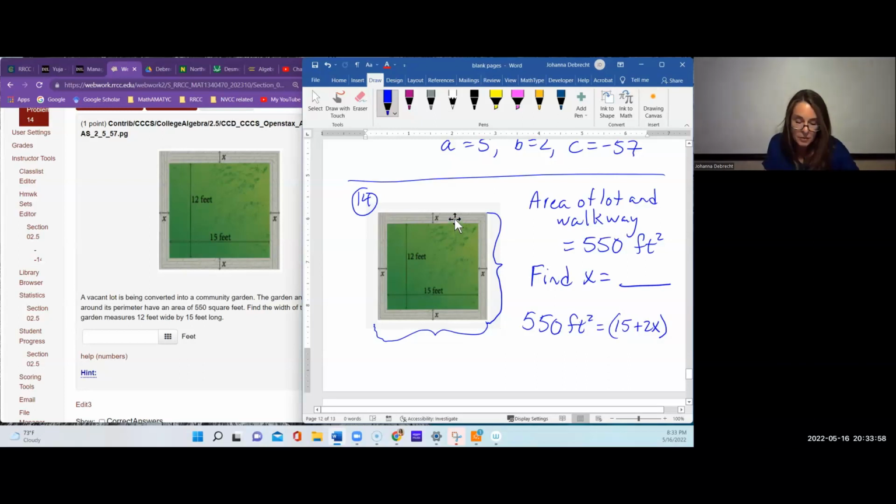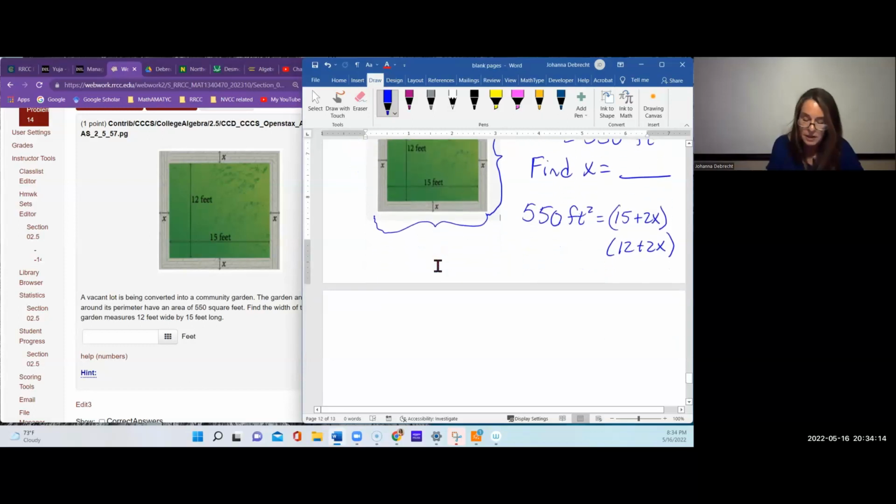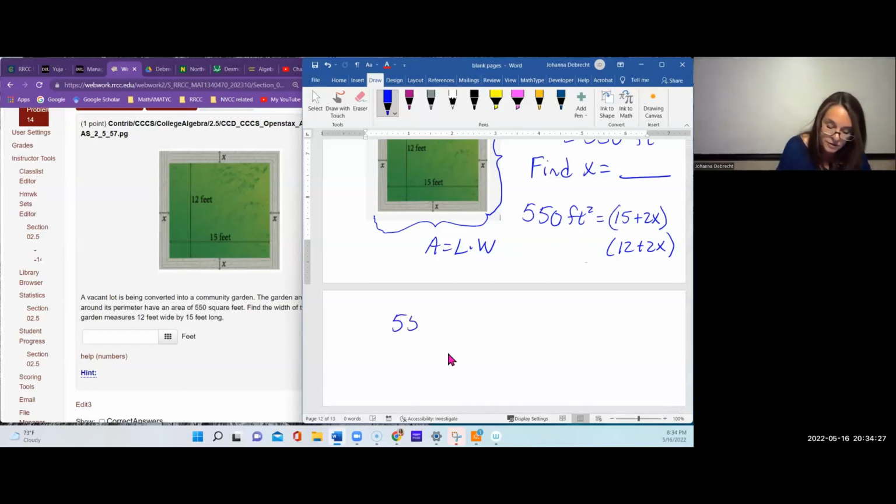What's the length of it if I go this way? Well, it's got 2 walkways, which is X here and X here, or 2X, and 12 feet this way. So then I need to multiply by 12 plus 2X. Okay, I think I'm starting to see an equation emerge. Area is length times width, and that is the formula I use to write down this expression. What I have is 550 is equal to 15 plus 2X times 12 plus 2X.